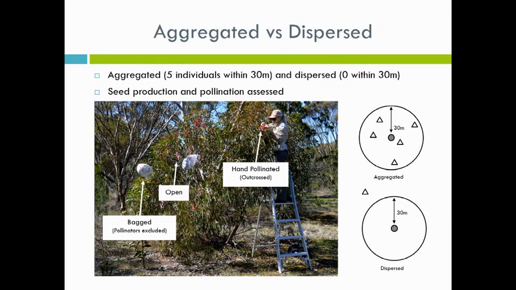I also added 2 other treatments. So I had a bag treatment to exclude pollinators, just to get a measure if there was no pollinators in the system, how many of those buds would be converted. And I also added additional pollen, just to get an idea of if there was any pollen limitation or not.